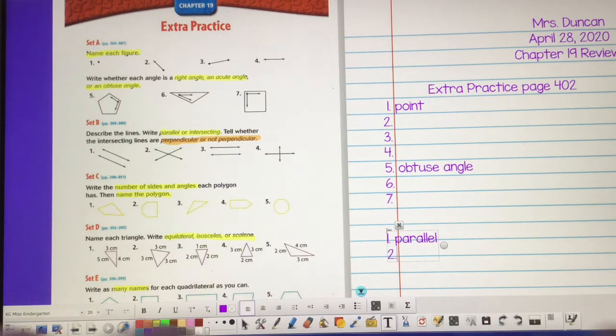Now, we are going to do number 2 here to show you what to do. Number 2, I do know they are intersecting, so I'm going to write intersecting. But I have to take a look and ask, are they perpendicular? Do they form right angles or not? And I don't see perfect right angles, so I'm going to write not perpendicular. And then you're going to finish 3 and 4 by yourself for set B.